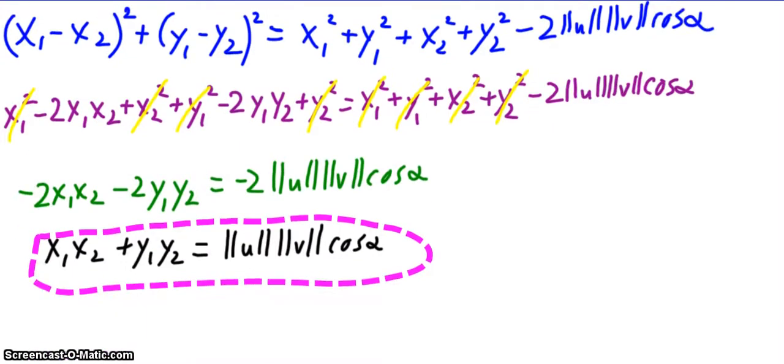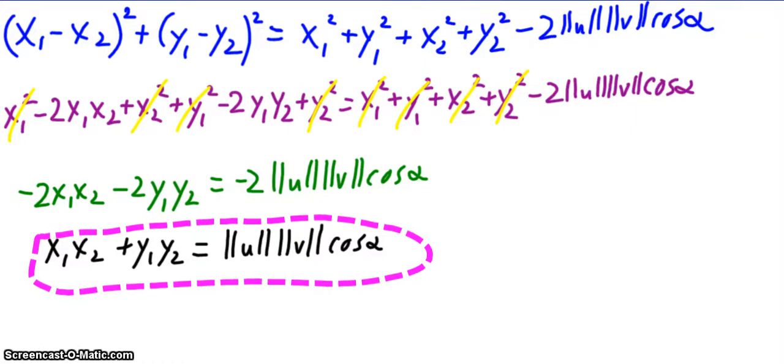So now on the left hand side of the equation we have negative 2 x1 x2 minus 2 y1 y2 equals negative 2 magnitude u magnitude v cosine alpha. Now we can divide everything by a negative 2, and that's how we get x1 x2 plus y1 y2 equals magnitude of u times the magnitude of v times the cosine of alpha. So we're going to leave it there, hold on to that thought.